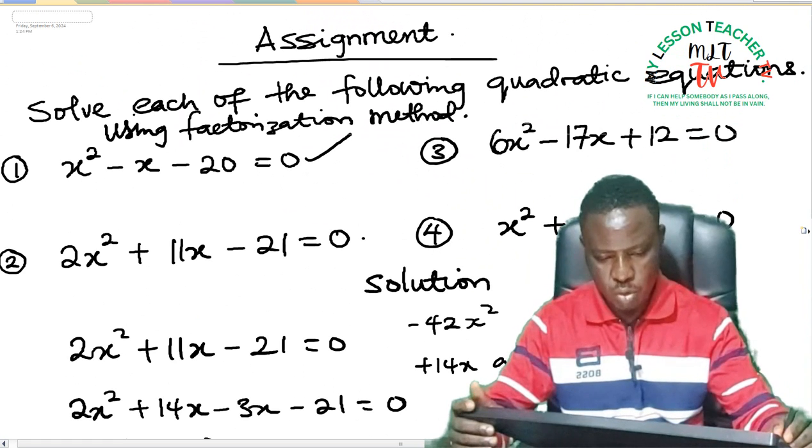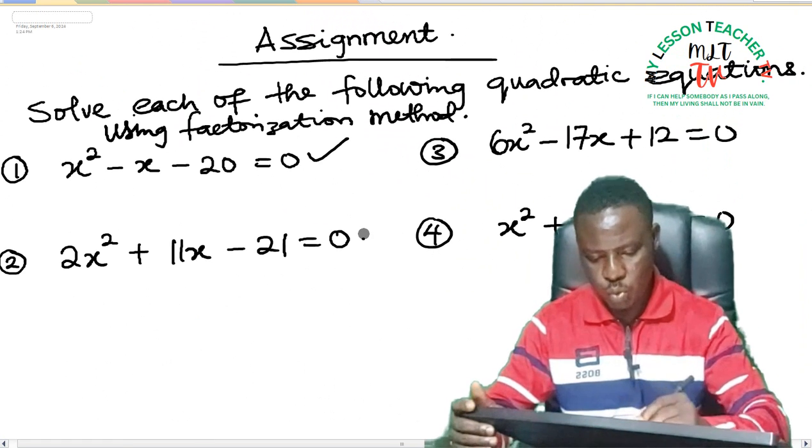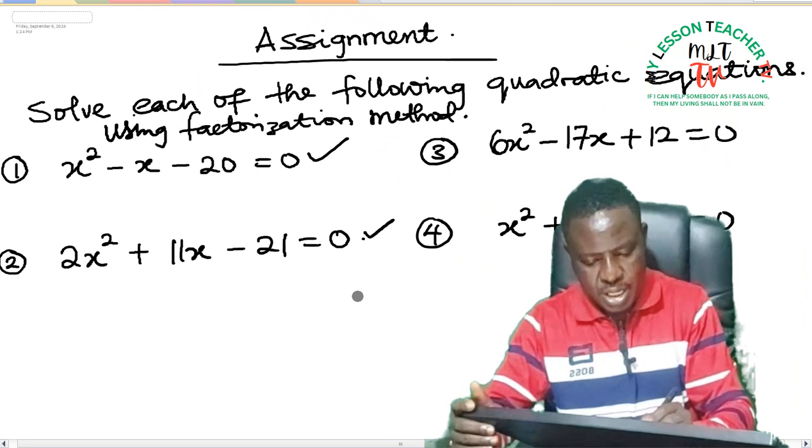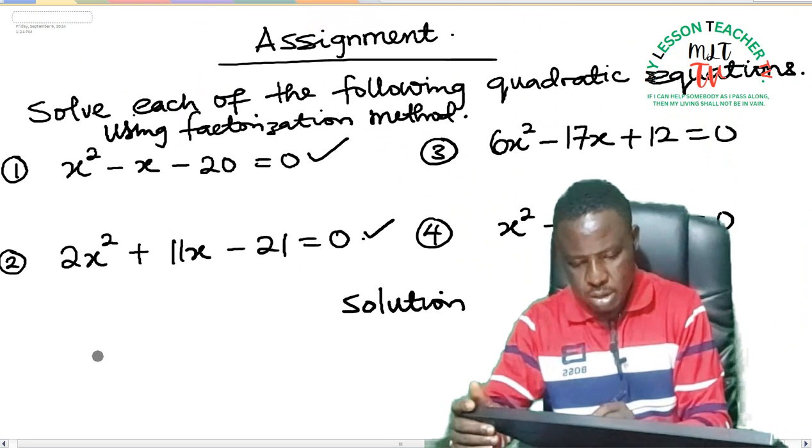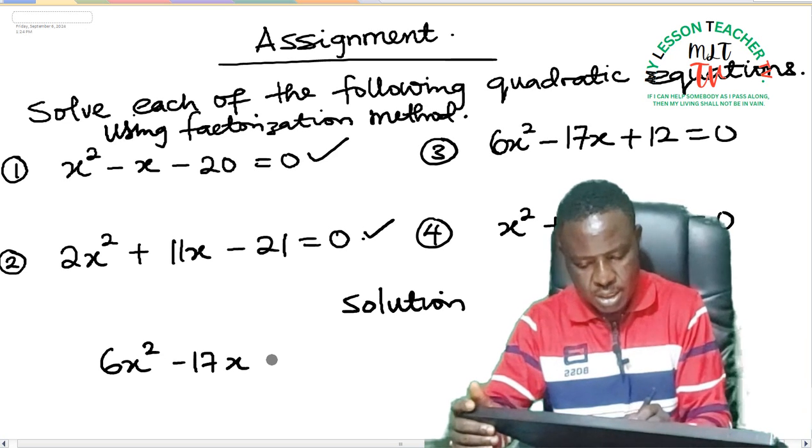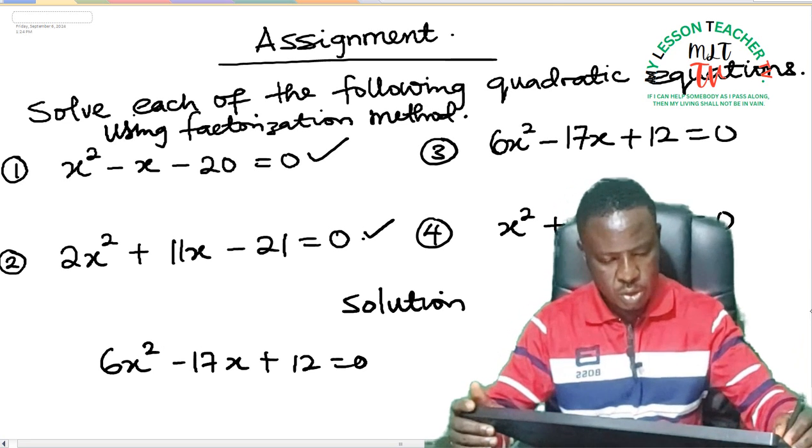Let's take question number 3. So you are done with 1, 2. Question number 3 is 6x squared minus 17x plus 12 is equal to 0.